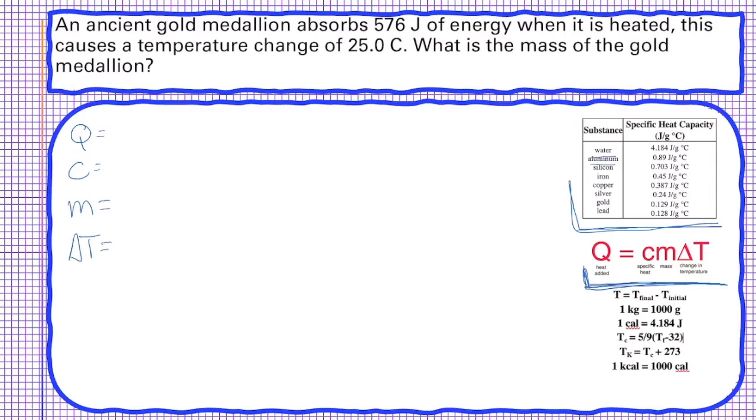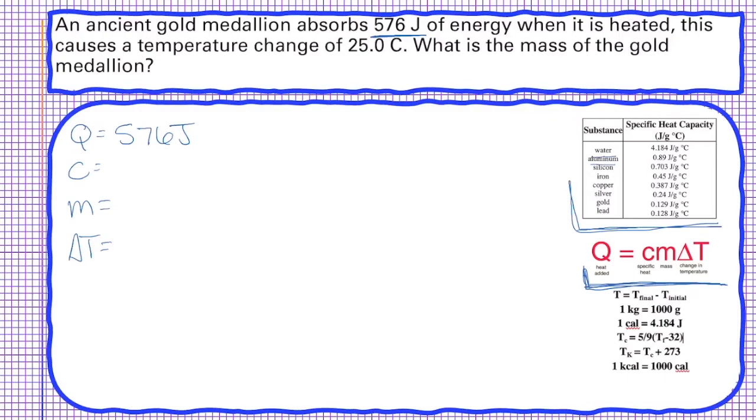And so the first thing that I want to do is read through this problem and list out all the information the problem's giving me. It's telling me that there are 576 joules of energy being absorbed by this gold medallion, which means that gold medallion is going to be our system, and it's pulling in thermal energy. So that means our Q value is positive, so 576 joules of energy.